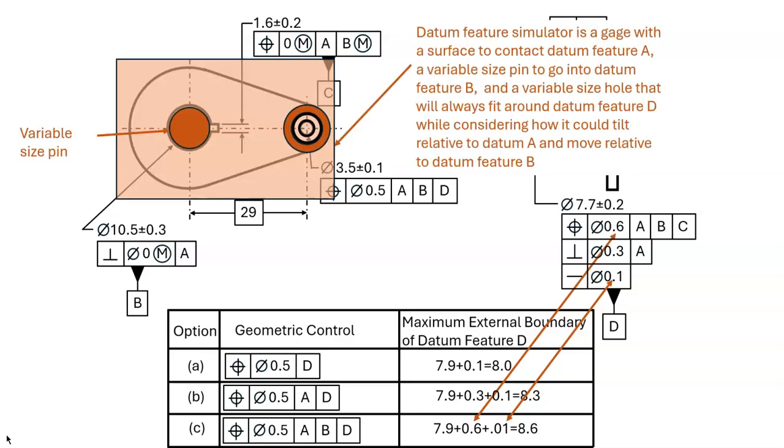We see the datum feature simulator in brown. It has a surface to contact datum feature A. Perpendicular to that surface, it has an expandable pin to go inside datum feature B. Perpendicular to A and perfectly located to B, it has a ring that surrounds datum feature D. The ring that goes around datum feature D must be able to be as large as the 7.9 largest size, plus the straightness tolerance of 0.1, plus the position tolerance of 0.6, for a total of 8.6.